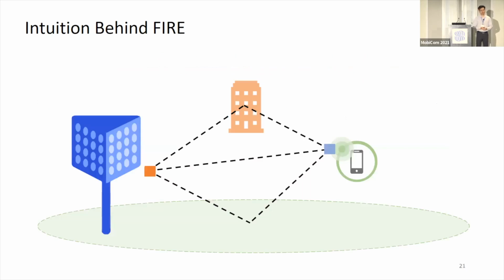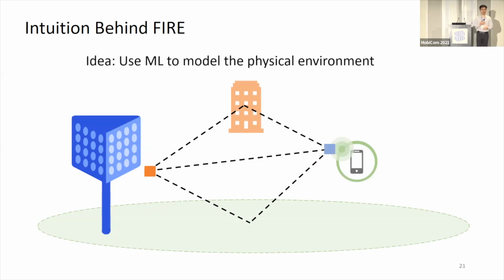Here's an idea. If we know where the big reflectors are, such as buildings and ground, it becomes much easier to know the path that the signal will take, and I can be more accurate in my estimation. Besides, since the base station is always operating at a fixed location, I can use multiple measurements to infer this environment. Our idea is to use a data-driven approach with machine learning to model this physical environment. We deploy a machine learning model at the base station to implicitly learn this physical environment and predict the downlink channel.